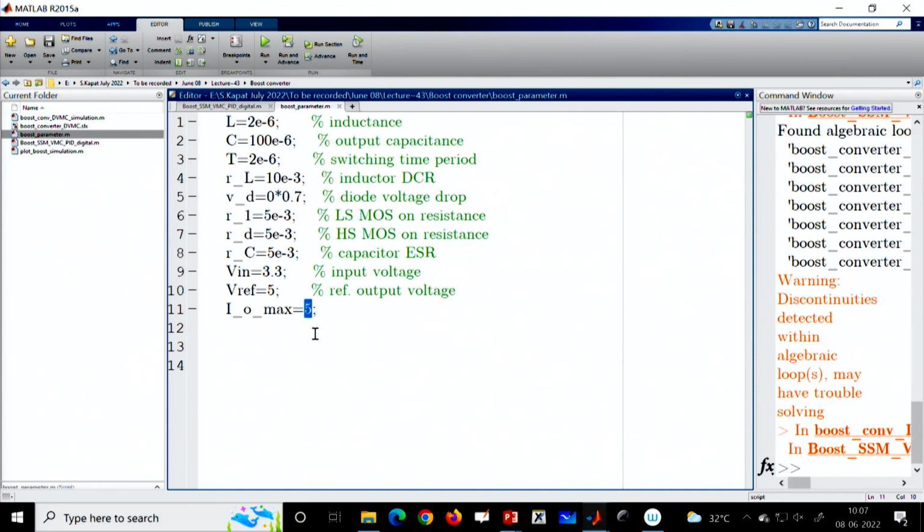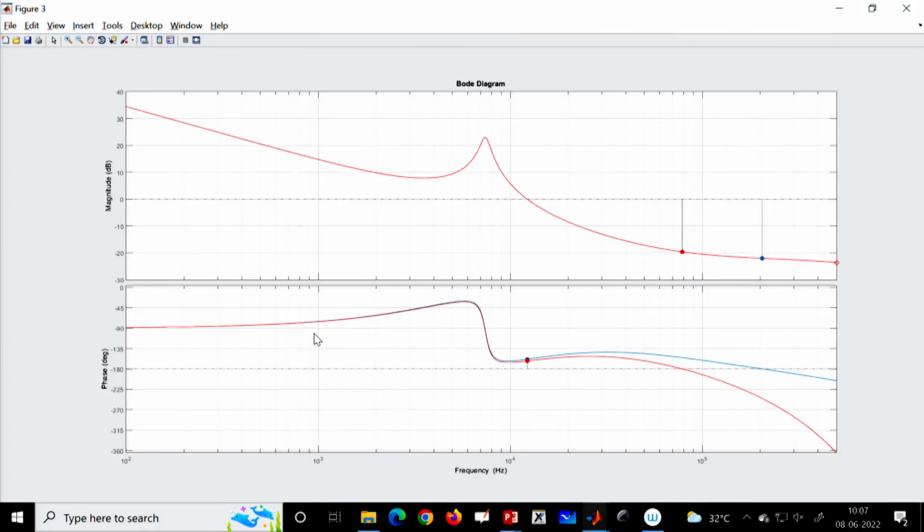That means Vref is 5. So, 5 into 5, 25. So, we are talking about 25 watt. You can always increase that, no issue, but I have taken 5 ampere as the maximum load current, and that is why we are getting 12.2 as the crossover frequency. But here the phase margin we are getting around 21.5, which is not very high. So, you need to really decrease this gain in order to achieve 45 degree phase margin, or we may have to increase the phase boost.